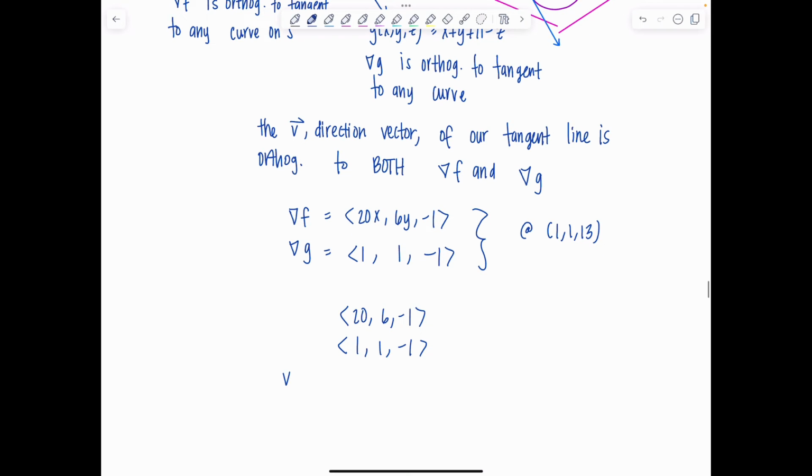So the direction vector of my line comes from taking the cross product of these two vectors. And it'll be what? Negative 6 plus 1, negative 1 plus 20, 20 minus 6, which gives us negative 5, 19, 14. Good, so those are the components for the direction vector.